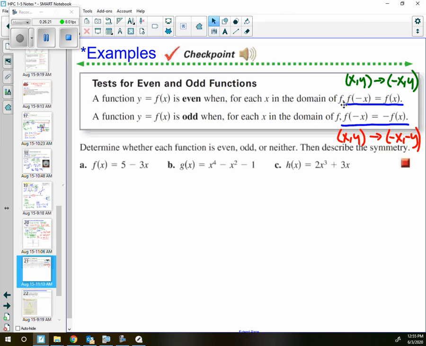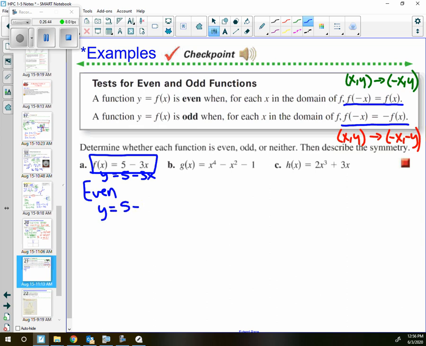All right, so let's go ahead and see if this is true. We're going to check this first one. This is a linear equation, so f of x equals 5 minus 3x. Is it even, odd, or neither? To check for even, we'll start with that. I'm going to think of this as y equals 5 minus 3x, and I'm going to replace x with the opposite of x, and y is just going to stay y because we're checking to see if it's even.